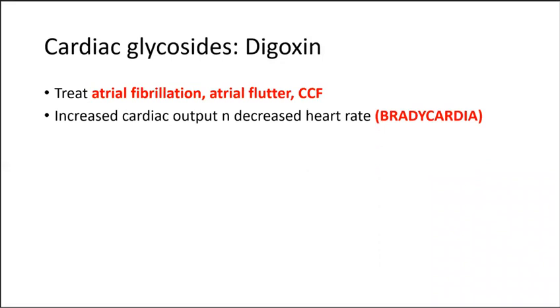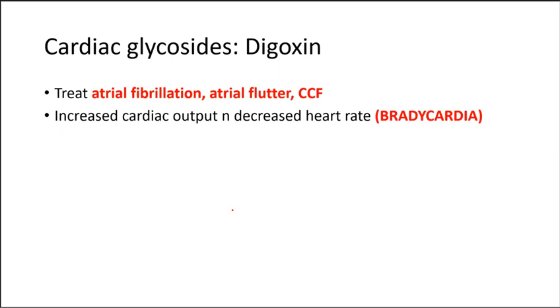inotropic effect. They increase the cardiac output, and they also have this negative chronotropic effect where they decrease the heart rate and can cause bradycardia in your patients. So again, with our inotropic agents, we have our negative inotropic agents and our positive ones. The negative inotropic agents weaken the force of muscular contractions, while our positive inotropic agents like your digoxin can increase the force of cardiac muscular contractions.